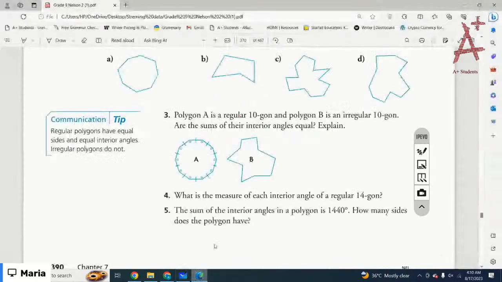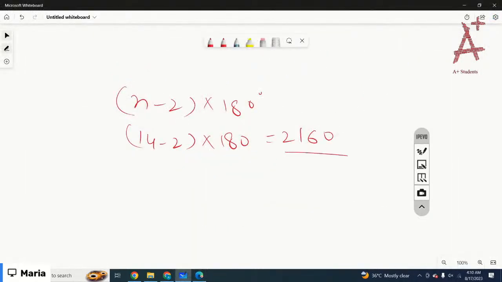The question is, what is the measure of each angle, right? So you have 2160. That is the sum of interior angles. You have to divide it by the 14 to calculate the measure of each angle, right? Let me just divide 2160 divided by 14. That is 154.28 degrees, or you can round it off to 154.3. That means the measure of each angle in the 14-gon is 154.3 degrees, right?